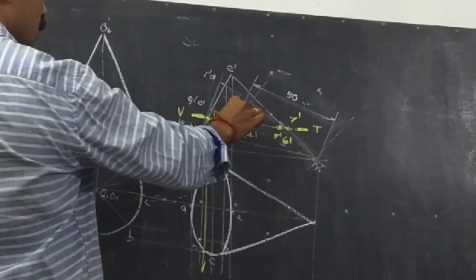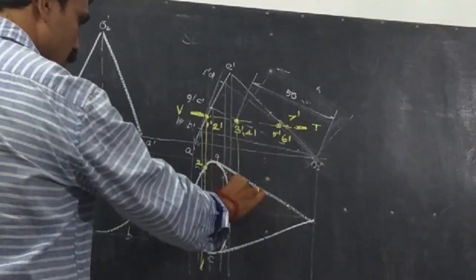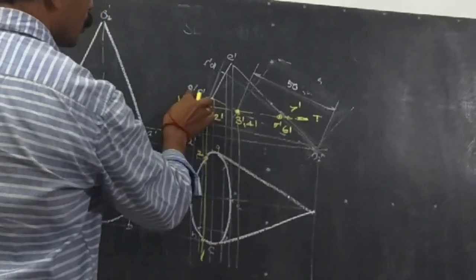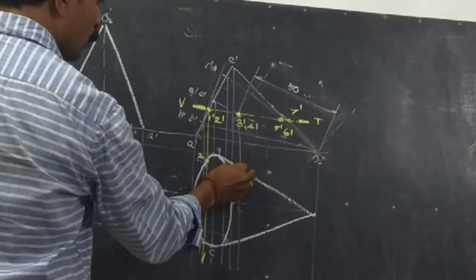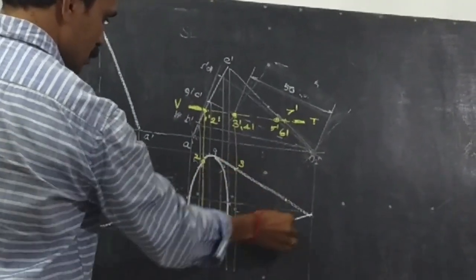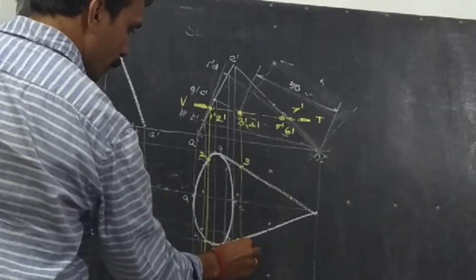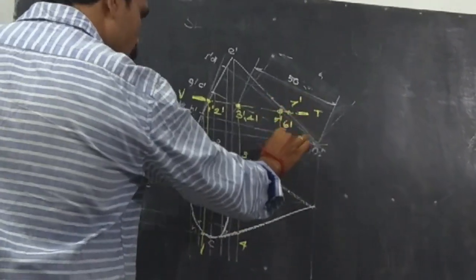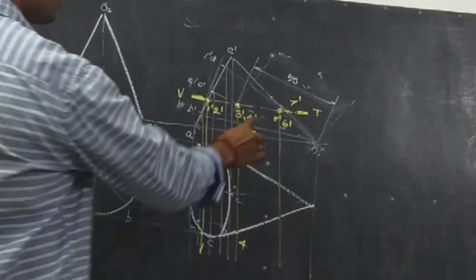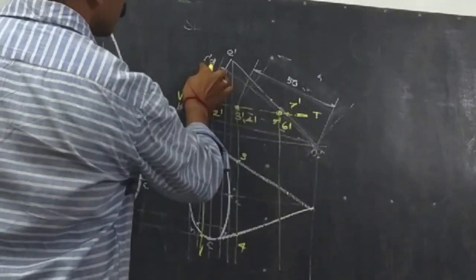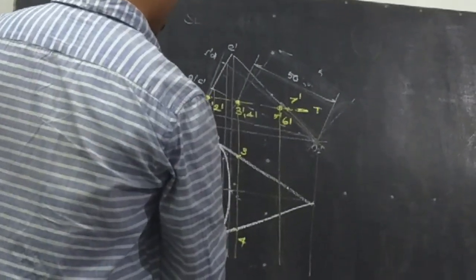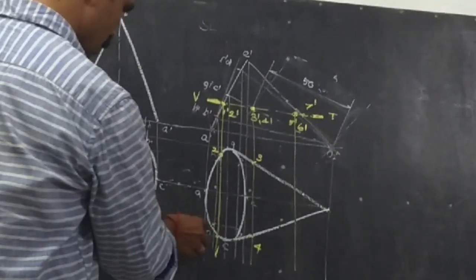Now 3 and 4. Project 3 and 4. And we can obtain a point on O2G and O2C. This is O2G, so this is 3. This is O2C, so this is 4. Now, 5 and 6, project here. 5 and 6 are on the generators O2F and O2B. Now, here, O2F and O2B has not been marked, right?